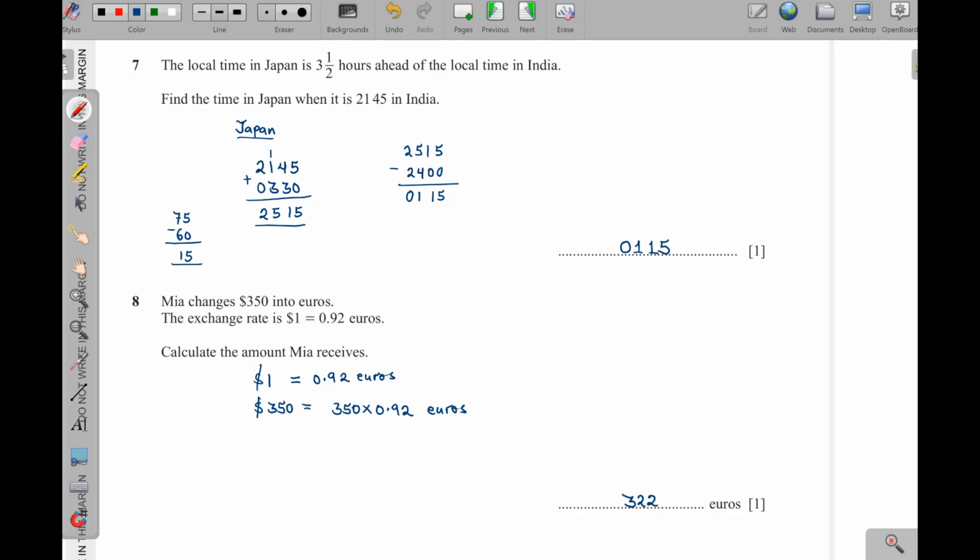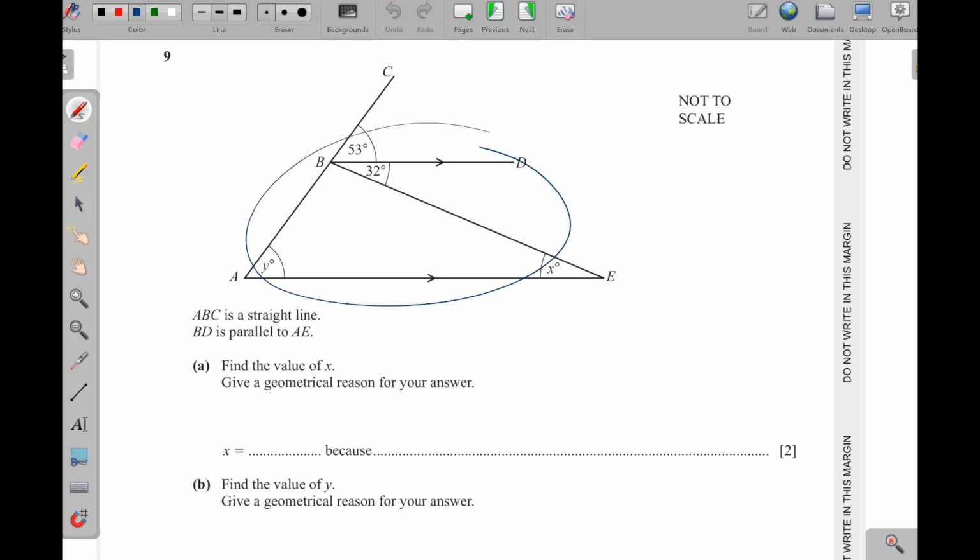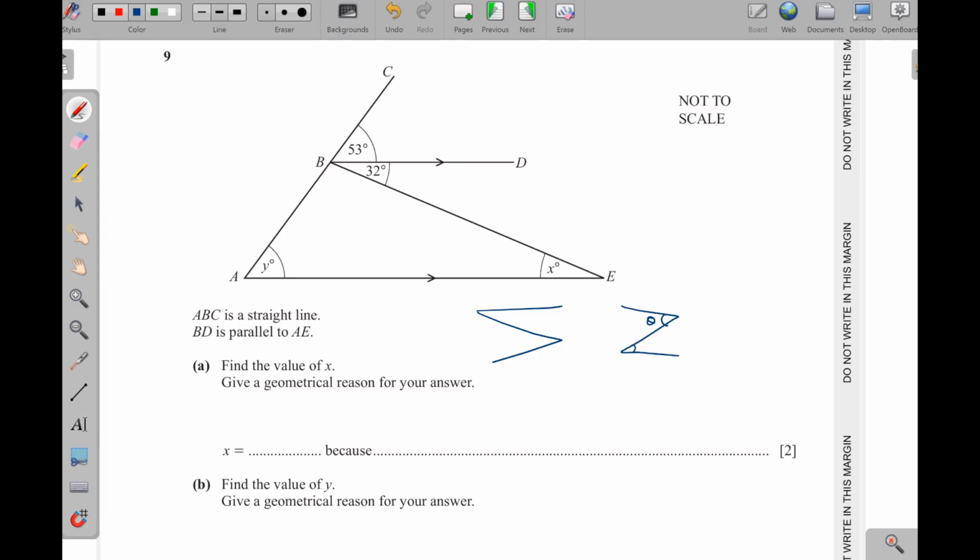322 euros. Question 9. This diagram here is having angles. They are saying ABC is a straight line, then BD is parallel to AE. So whenever they give you parallel lines, always think about the Z, or these two here. This angle here is always equal to that angle, just like this one can be equal to that. And these ones are called alternate what? Angles. Then we also have, if this is A, then this one has to be A. Those are corresponding angles. You see that?